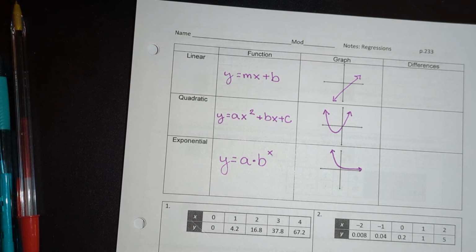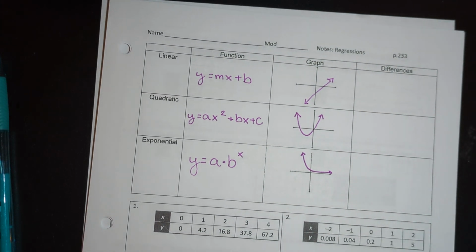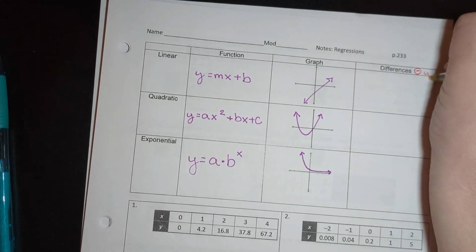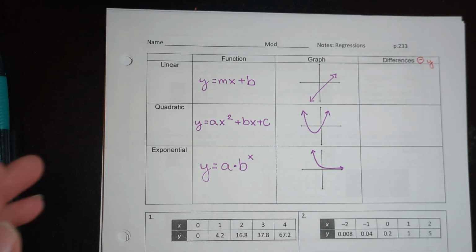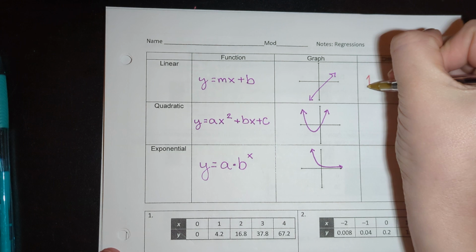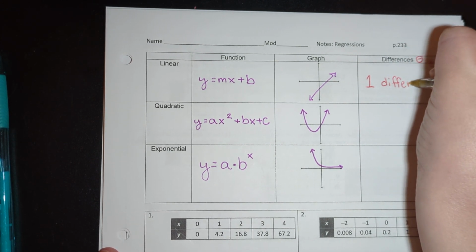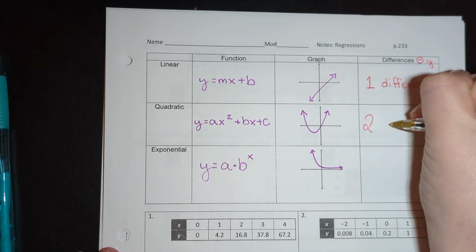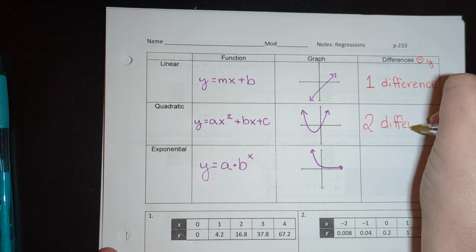I'm going to show you what it is. So you remember, what does that word differences mean? Subtract. So that's all you're going to do. You are going to subtract all the y numbers. If you get the same number after subtracting one difference, it's linear. If you get the same number after subtracting two differences, it's quadratic.